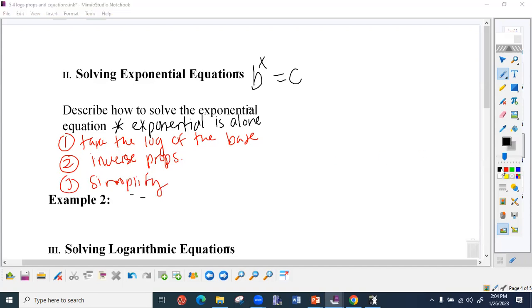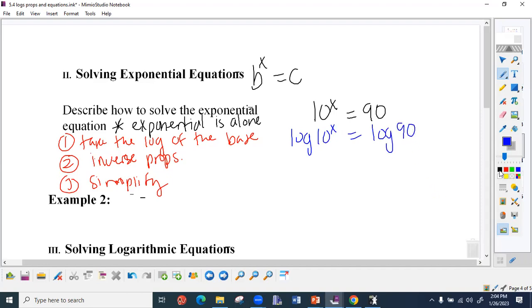All right, so let's do a quick little example. Following these 3 steps, if I gave you 10 to the x equals 90, okay? So my exponential is by itself, so that's good to go. Next, I'm going to take the log of the base. Well, my base is 10. Because my base is 10, that means I'm taking common log. So I'm going to have log of 10 to the x equals log 90.